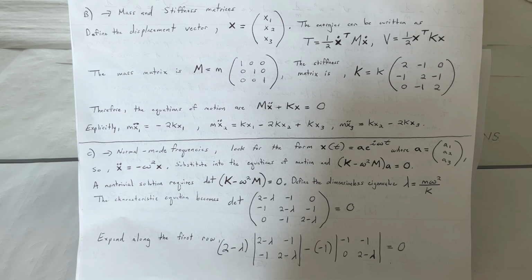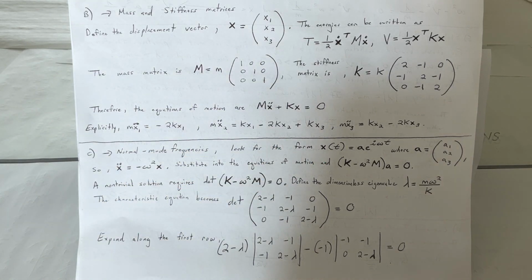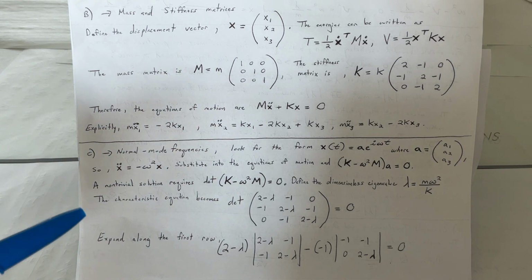Okay. Moving along to letter C, we want to find the normal mode frequencies. So look for the form x of t equals A e to the i omega t, where A is this column, a sub 1, a sub 2, a sub 3, the vector.